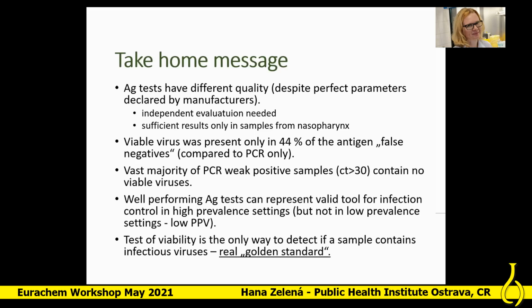And the vast majority of weakly positive samples contain no viable viruses. And on the other hand, a well-performing antigen test can represent a valid tool for infection control in high prevalence settings, but not in low prevalence settings, because it is important to take into consideration the low positive predictive value in low prevalence settings. And the important thing is that the test of viability is the only way to detect if a sample contains really infectious viruses. So viability should be considered the real gold standard.